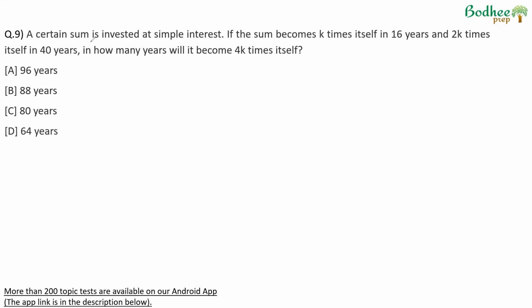A certain sum is invested at simple interest. If the sum becomes k times in 16 years and 2k times in 40 years, in how many years will it become 4k times? Now, if the principal becomes k times, this is the principal, this is the amount. The simple interest will be amount minus principal. So this will be k minus 1 into p.